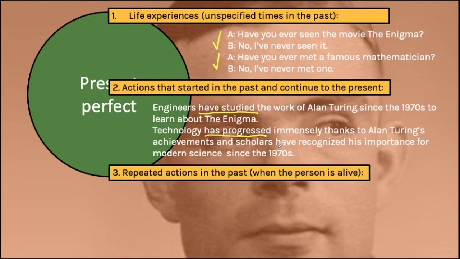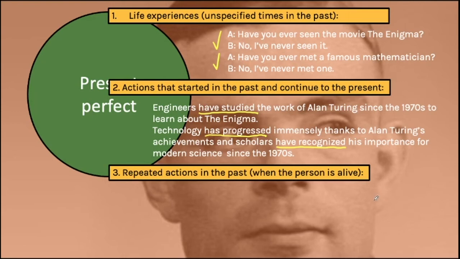And at some point, scholars or people from the universities recognized how important Alan Turing was, and they still recognize it now. That's why we use the present perfect, because the activity started happening in the past but still happens now. And we also use the present perfect to talk about repeated activities in the past when the person is alive.